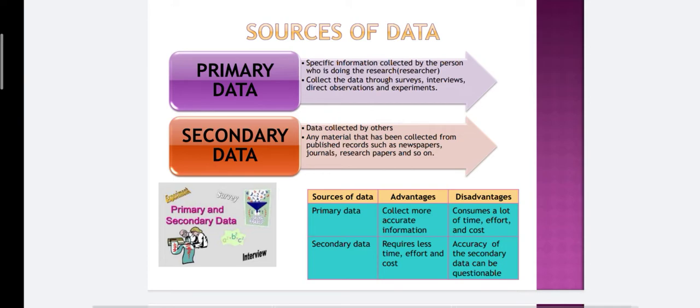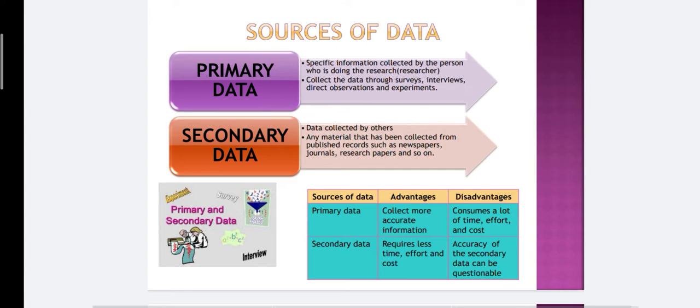Okay, secondary data pula adalah data collected by others. Orang lain yang collect data, kita ambil saja data tersebut. Okay, the researcher take the data from the other researcher. Maksudnya bukan first hand data lah. Okay, dah second hand dah kan, secondary data. So, dari mana dia boleh dapat secondary data? Any material that has been collected from published records, such as newspaper, boleh ambil daripada journal, boleh ambil daripada the other research paper, daripada annually report. Okay, kita boleh ambil data daripada all these sources.